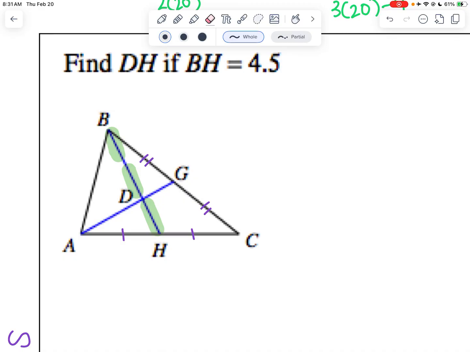And once you do that, it's going to make it a lot easier for your brain to figure out, do I have the 1 piece? Do I have the 2 piece? Do I have the 3 piece? What do you have? So this tells us that BH is 4.5.